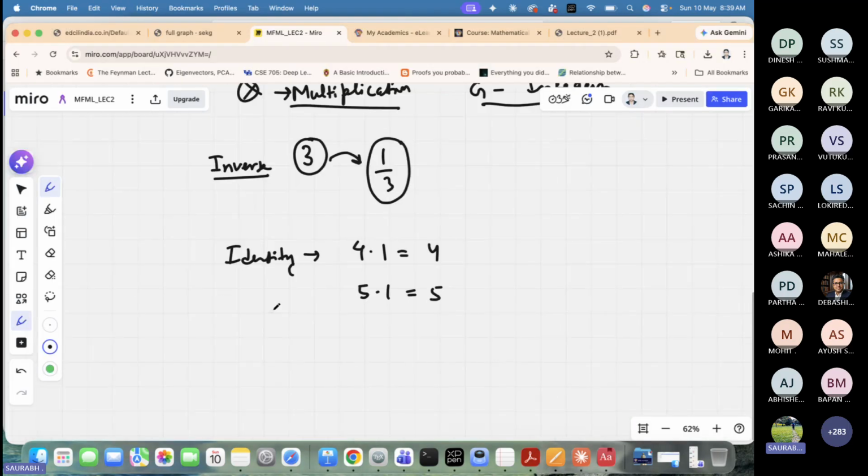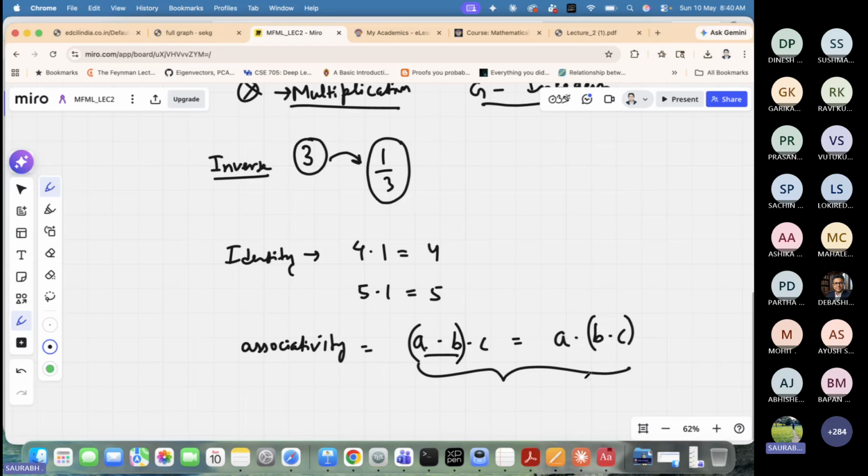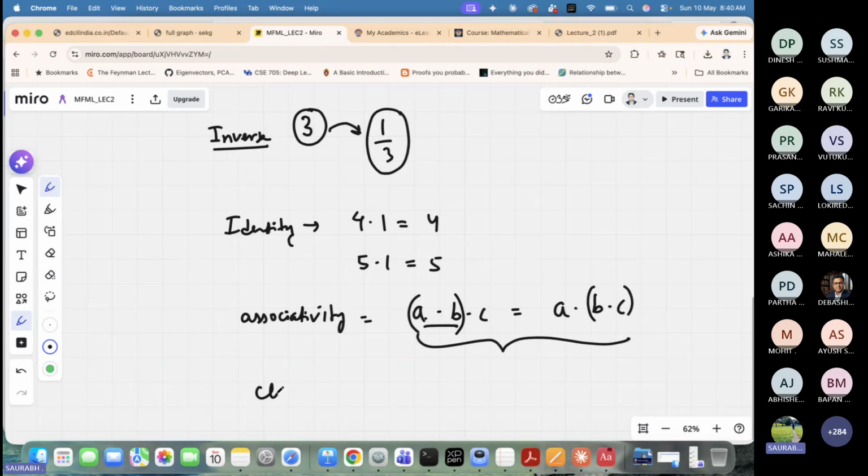Now, for all the other things that you have, associativity, it behaves very similarly. With associativity, you have A into B into C. It doesn't matter how you combine A and B. Let's first take the product of A and B and then the resultant product with C. It is equal to keeping A aside, first taking the product of B and C, and then combining it with A. So it is always going to be the same. And the first one was closure.